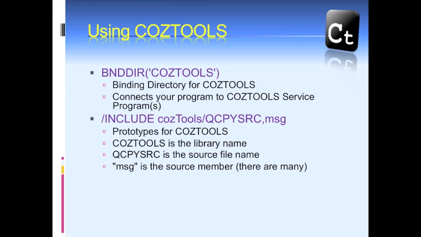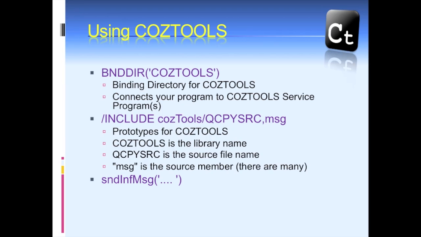Or you can specify the source member named Cozzi Tools, and it includes all the prototypes themselves. I prefer just to include a little bit more granular kind of prototyping, just the things I need, so I don't get all that stuff brought into the program. And then we go ahead and we use whatever tool we want to use in our program.